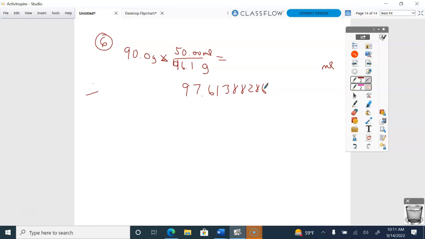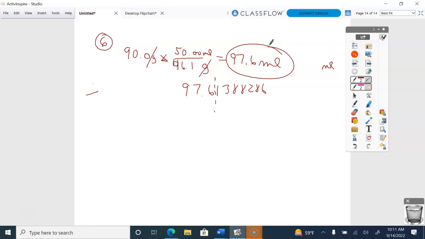How many significant digits? 3 from this, 3 from that, 4 from that. What do I get to keep? Farrell? 97.6. Keep 3 digits. 97.6. And the units are, grams cancel out, sum down to milliliters.